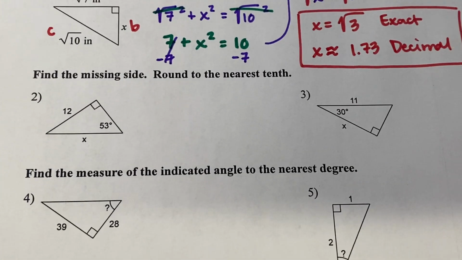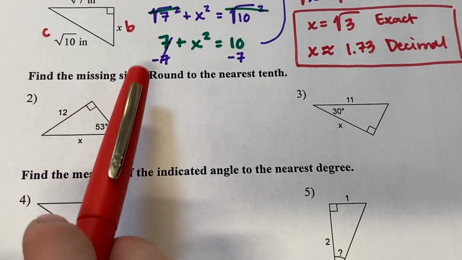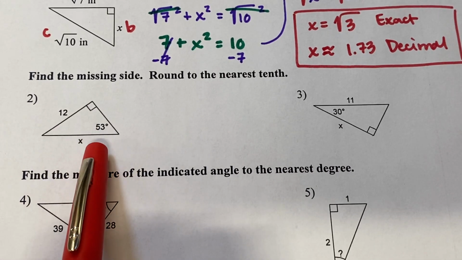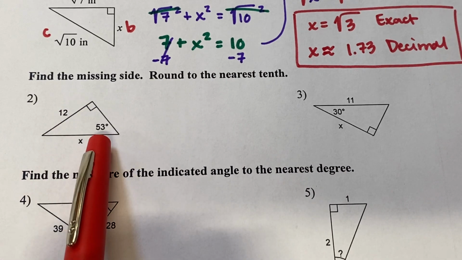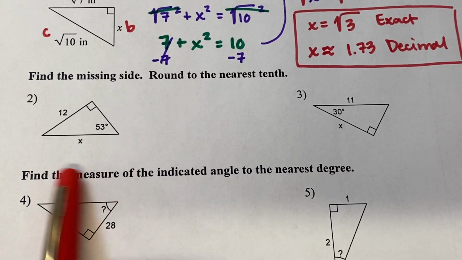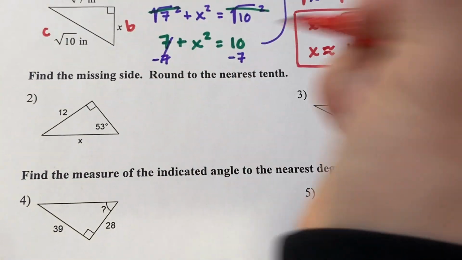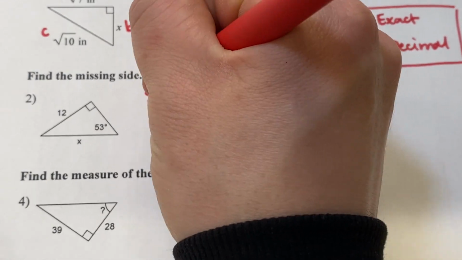Okay, for numbers 2 and 3, still asking us to find the missing side. But this time we're not given 2 sides. We're given a side and an angle. Which, if you look at the back of your paper, tells us we have to use SOHCAHTOA. So I'm just going to go ahead and write that out first of all.